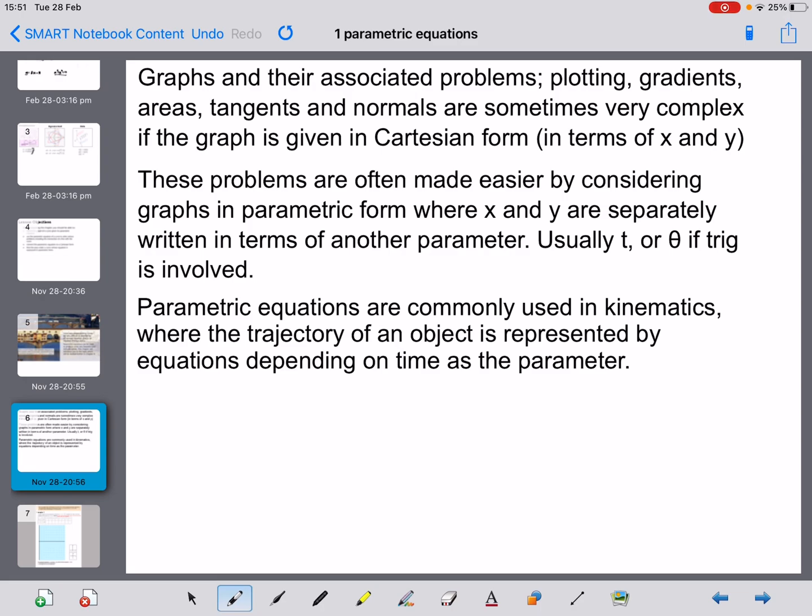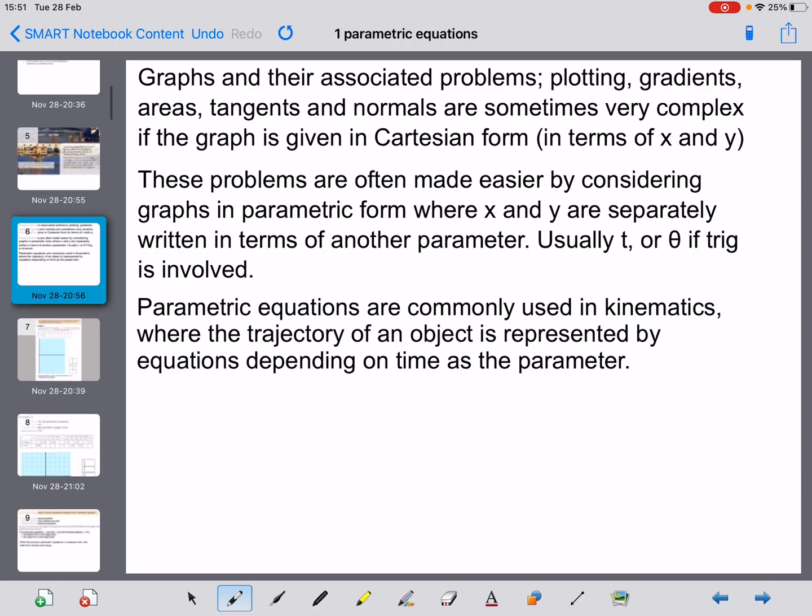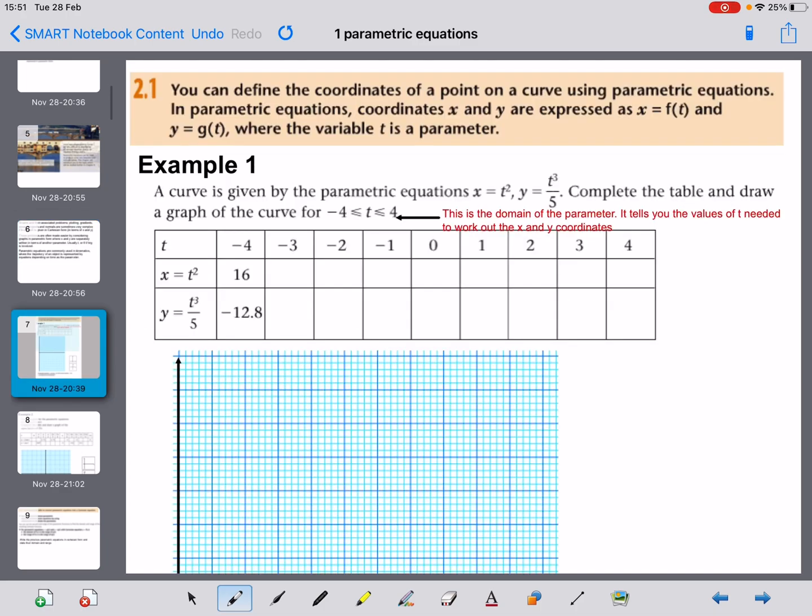So the first thing we are going to do is use the parameter to actually plot the graph. I want you to understand what the parameter is doing and how it creates the graph. Once you've grasped what's going on by plotting the graphs, it'll be much easier for you to be able to solve problems involving these parameters.